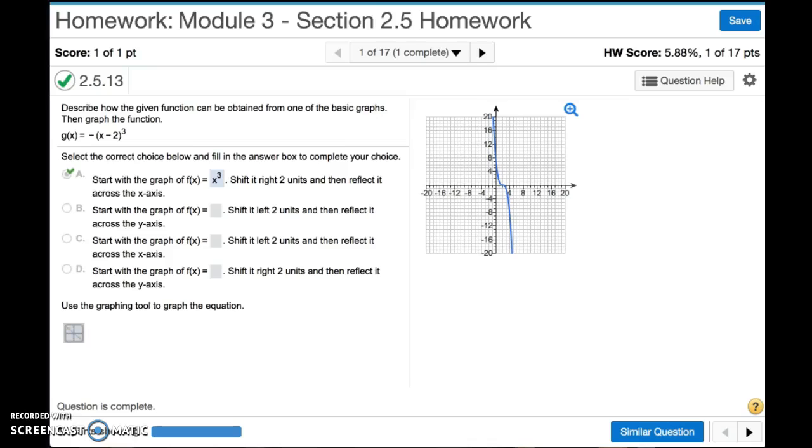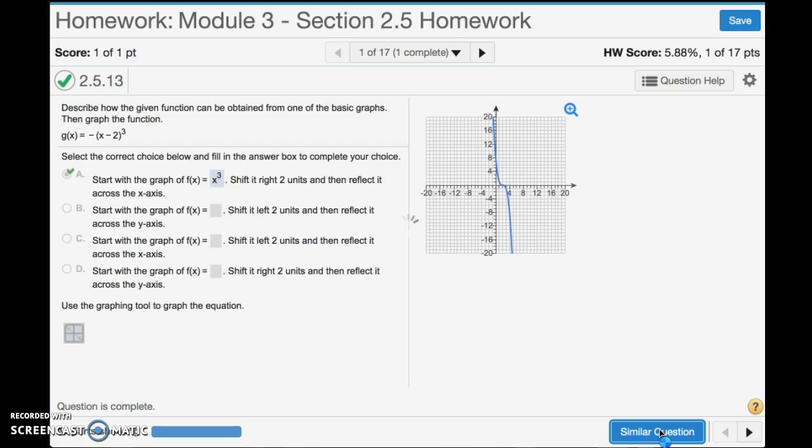Okay, so what I'm going to do is show you how to graph using the new graph tool with the section 2.5 homework. So this is number one. Let me hit a similar question so we can actually see this work.